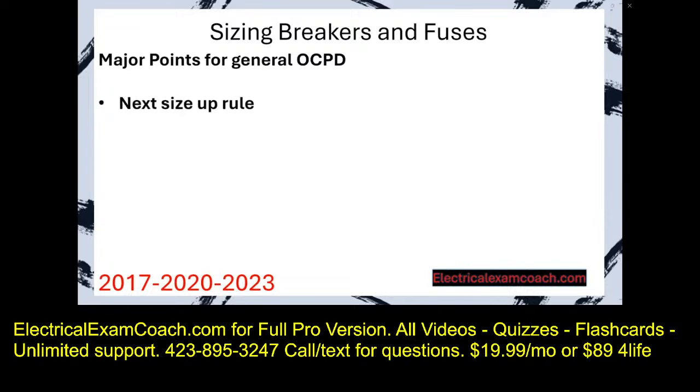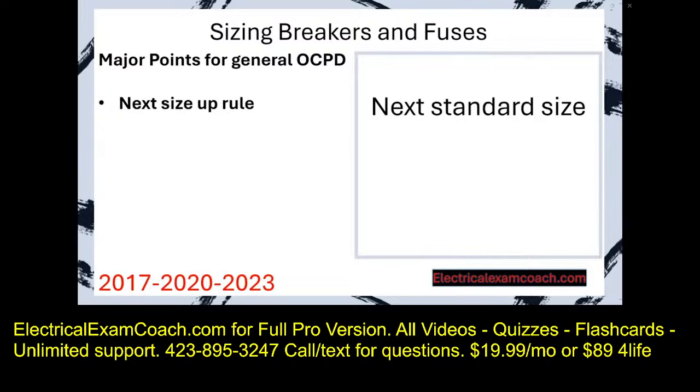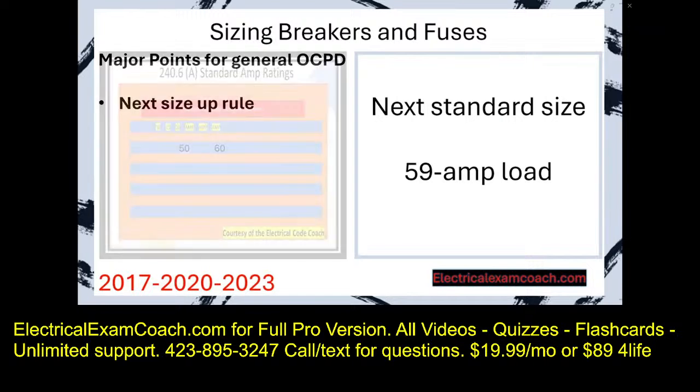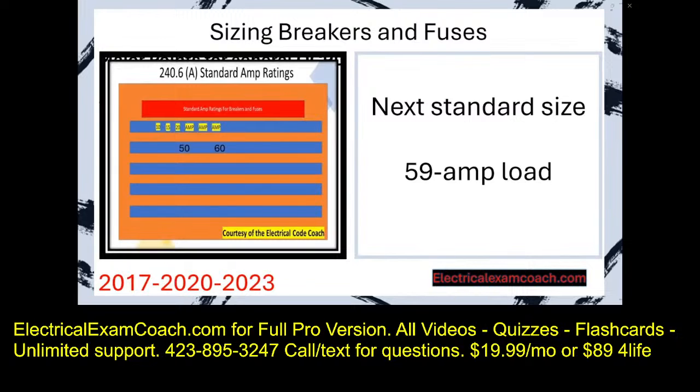The first one is the next size up rule. And that's the next standard size on that table that we just learned about. Let's imagine that we have a 59 amp known load. And for the rest of the program, I'm going to call it known load, and there's a reason that you'll learn about here in a minute. But do they make a 59 amp breaker? They don't, do they? What we would do is we would go to our table, 240.6(A), and we're going to look at the next standard size.